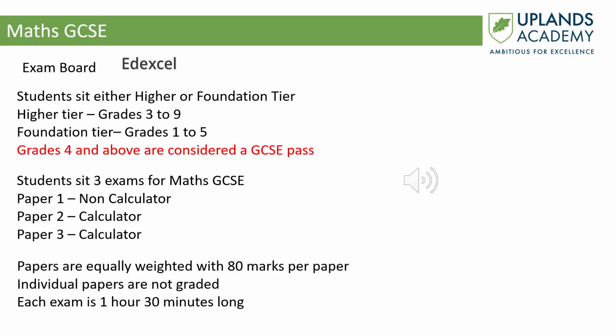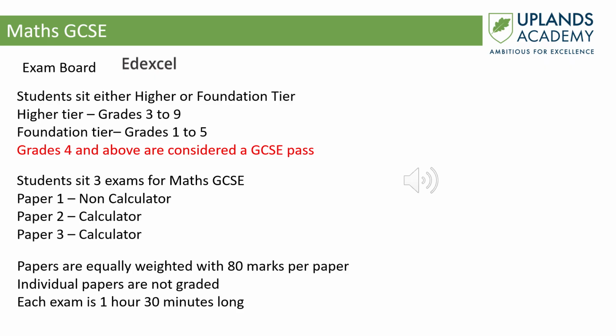The exam board that we use is Edexcel, and as well as sitting the higher or the foundation tier, it's worthwhile saying the grade areas that each student can go for depending on the tier that they sit. So for the higher tier, the grades will range from a grade 3 to a 9, 9 being the highest grade. A pass is considered a 4, a strong pass is considered a grade 5. And that is the same for the foundation tier. A pass is a 4, strong pass is a 5. However, on the foundation tier, the grades will range from a grade 1 to a grade 5.